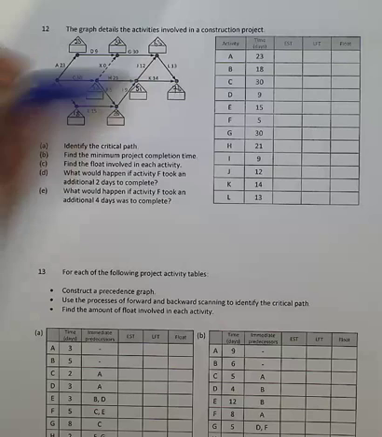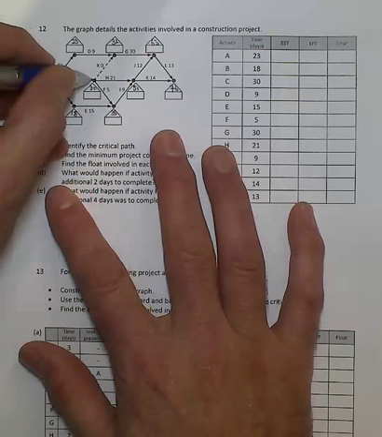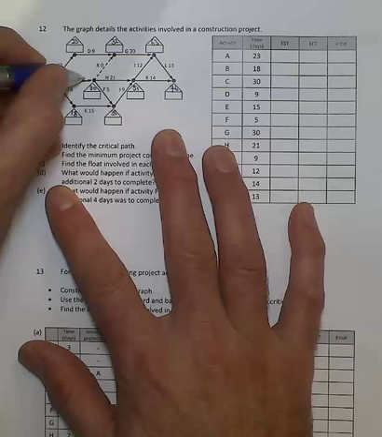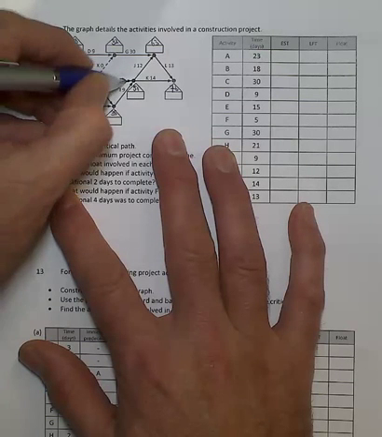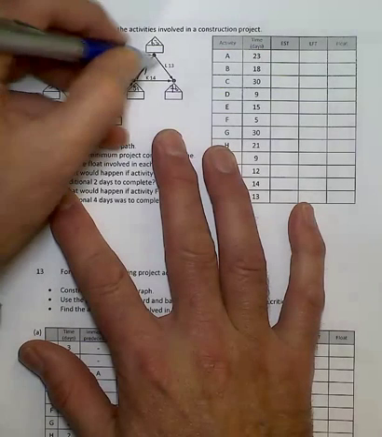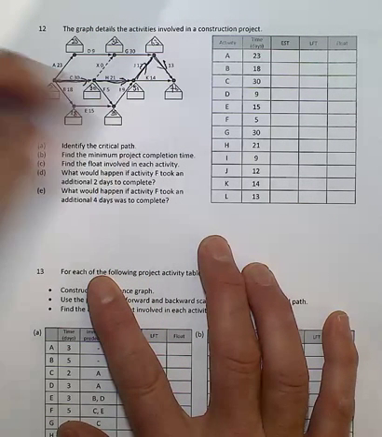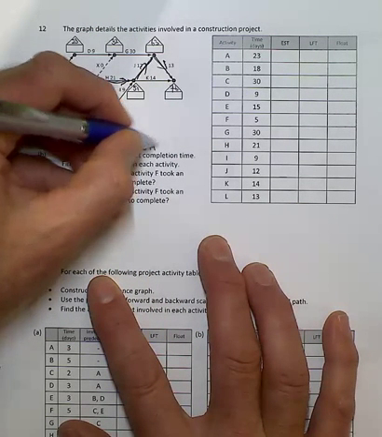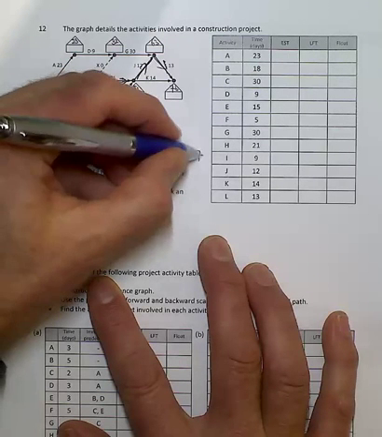finally 76. So we end up with a critical path going through the following: H, J, and L. So write that down as your summary: C, H, J, and L. And a total of 76 days.